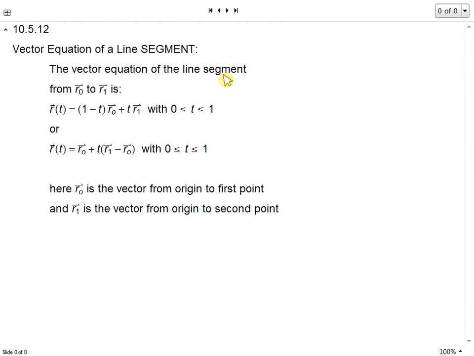Let's see if we can get to work on some examples. I do need to talk about this part, but you know what? I think I'll skip this and we'll deal with it as we get to an example. 10.5.12. The idea in 10.5.12 is that sometimes we don't want to draw the whole line, we just want to draw a segment of the line. So there's a way that you can constrain your t so that t doesn't go through all numbers and it just draws part of the line you want. So we'll deal with that when we get to it.